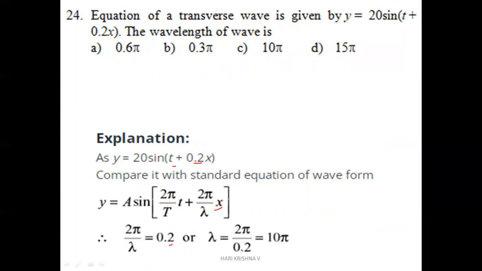Lambda is equal to 2 pi by 0.2, that is 10 pi. Okay, 1 by 2 we can take as 1 by 5. Comes 5 up, 2 into 5, 10. Option C.